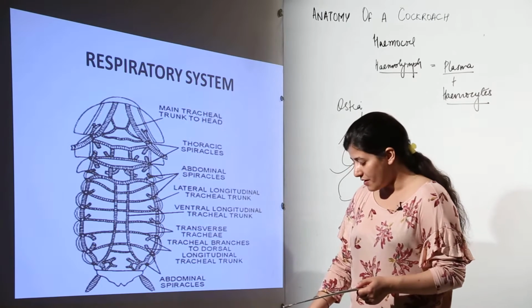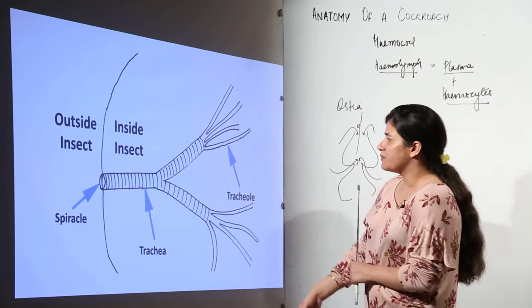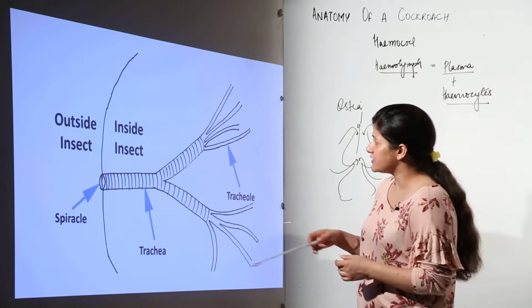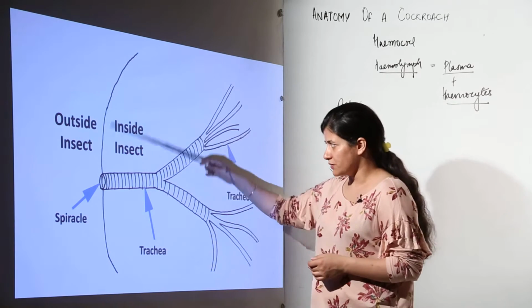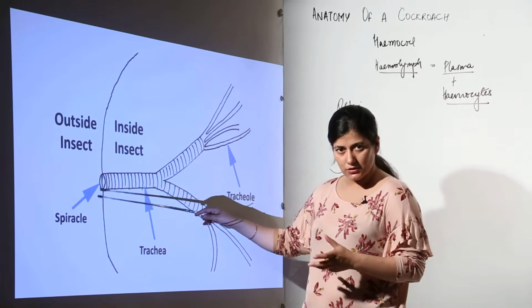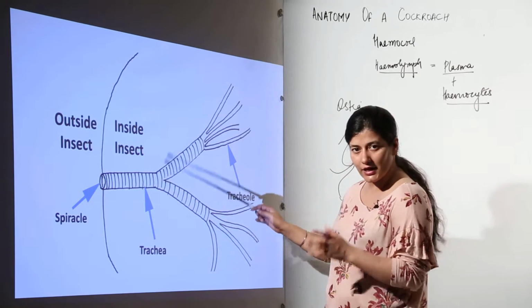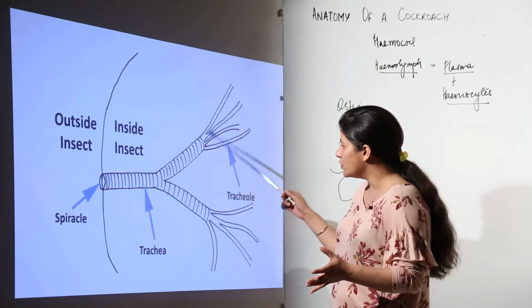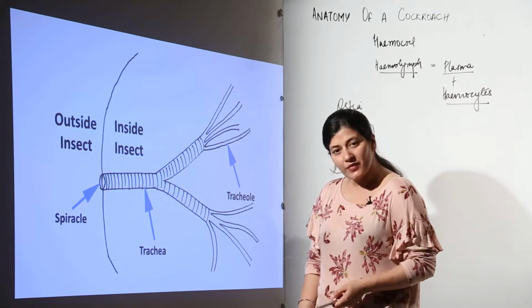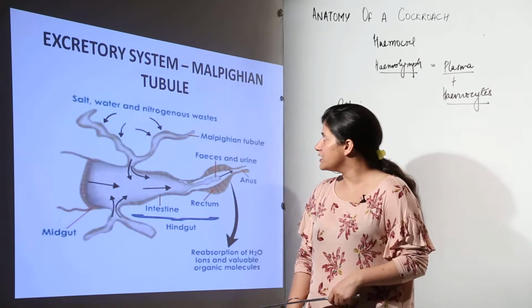And next is what a spiracle would look like if we have to understand it in the simplest terms. Supposedly this is inside of the insect, this is the spiracle, there is the trachea. So the opening of the spiracle is connected directly to the trachea. The trachea branches into tracheoles, and these tracheoles would be in connection with the hemolymph, where the oxygen supply would be taken up.